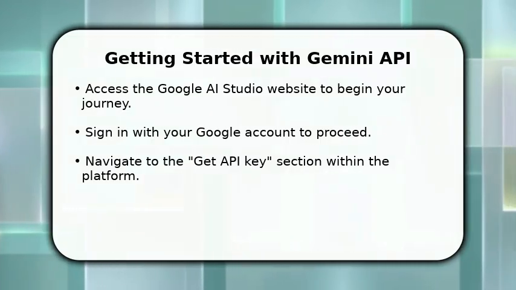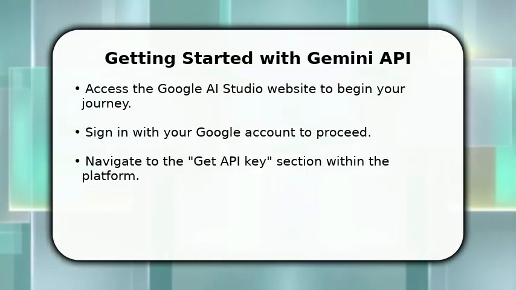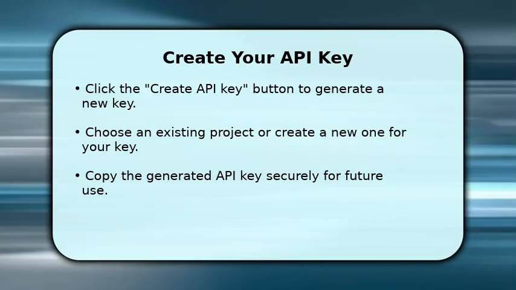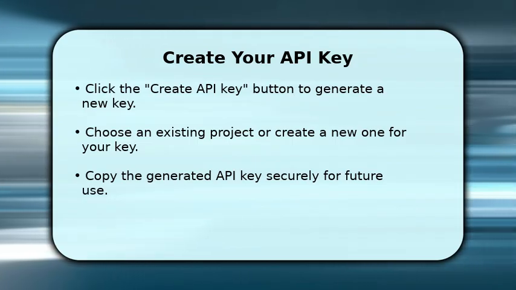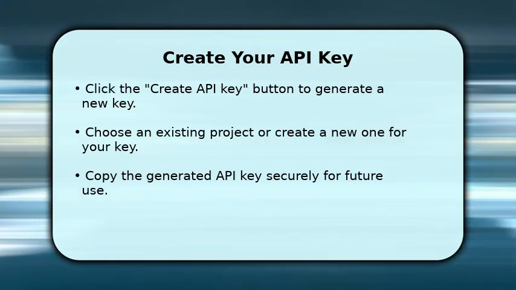You will need to sign in using your existing Google account to access the full features and generate your unique key. Once you are logged in, look for the Get API Key section on the left-hand navigation panel. Here, you will find a prominent button labeled Create API Key. Clicking this will prompt you to either select an existing Google Cloud project or create a brand new one. After making your selection, your unique API key will be instantly generated and displayed.